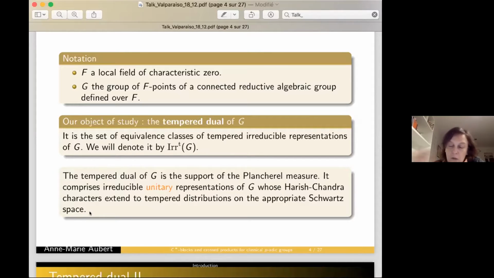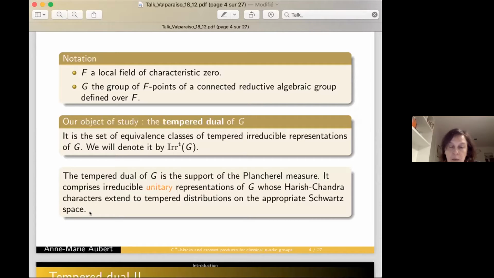So in this talk, we will look at a special case of irreducible representations of a group G. G will be the group of F-points of a connected reductive algebraic group defined over F. The representations we are interested in are the tempered irreducible representations. We will denote by T(G) the set of equivalence classes of these representations, and this set is usually called the tempered dual of G. It is an important space for several reasons, and one of the main reasons is that it is the support of a Plancherel measure.